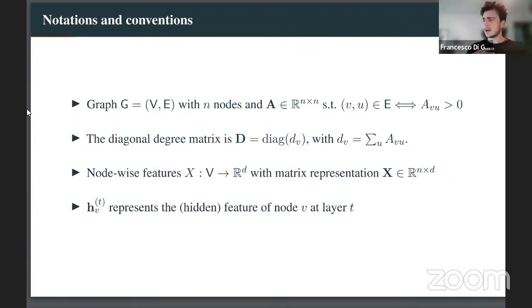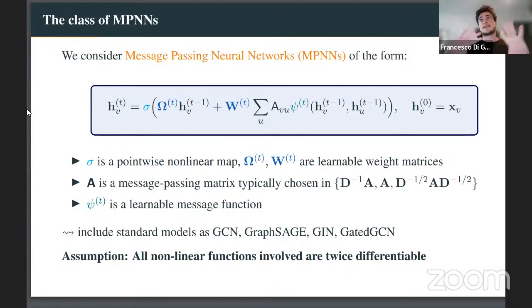Now, because we are going to discuss graph neural networks, or neural networks in general, we will have layers. So we will use this notation h_v^t to represent the hidden feature, or hidden representation, of node v at layer t. Graph neural networks are actually a very general class of models, and in my mind, a GNN is any neural network operating on graph-structured data, and by this definition even transformers adapted to graphs would be an instance of a graph neural network.